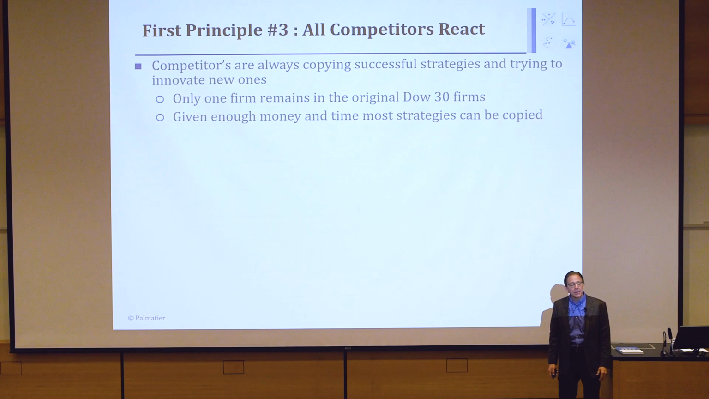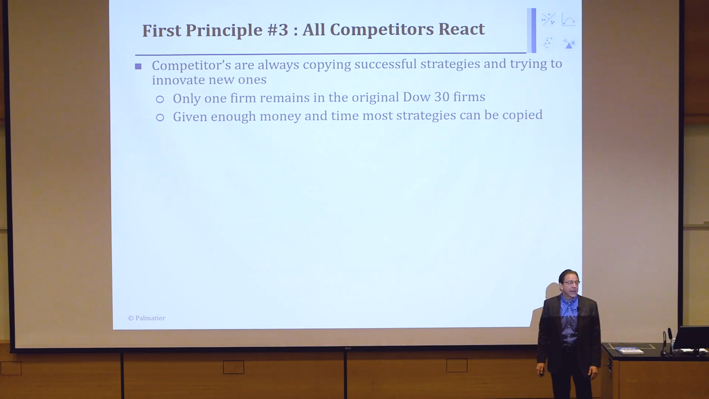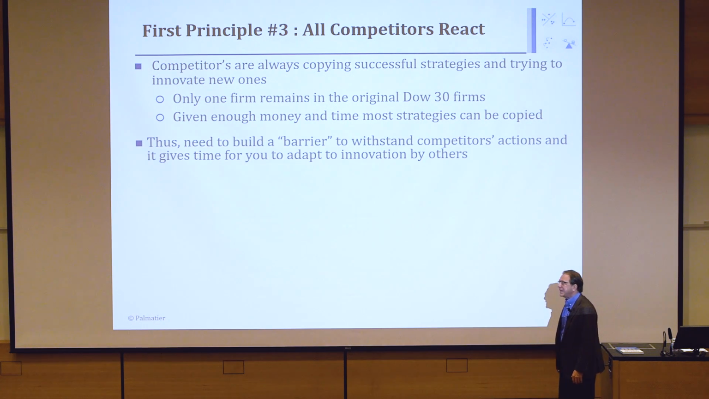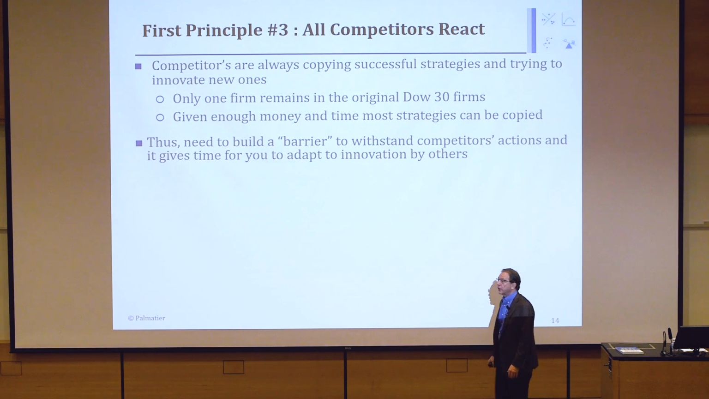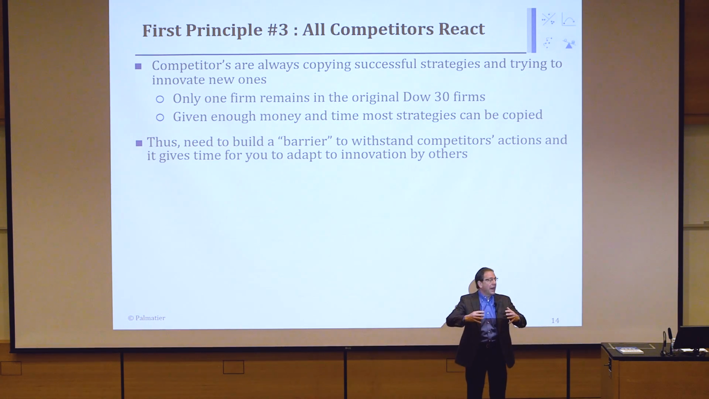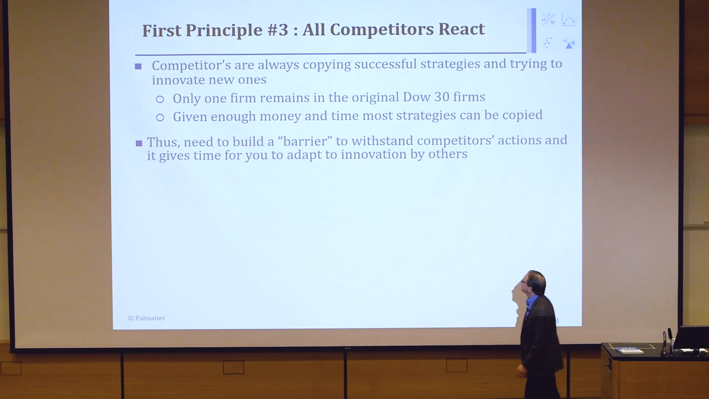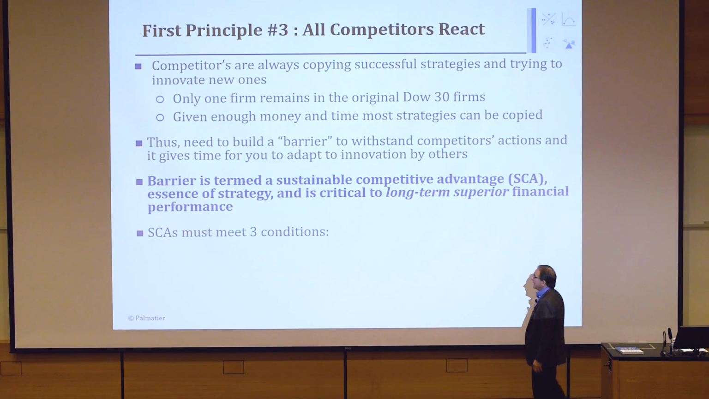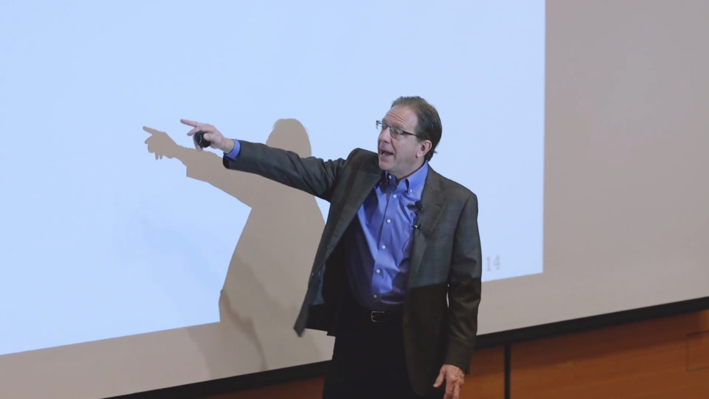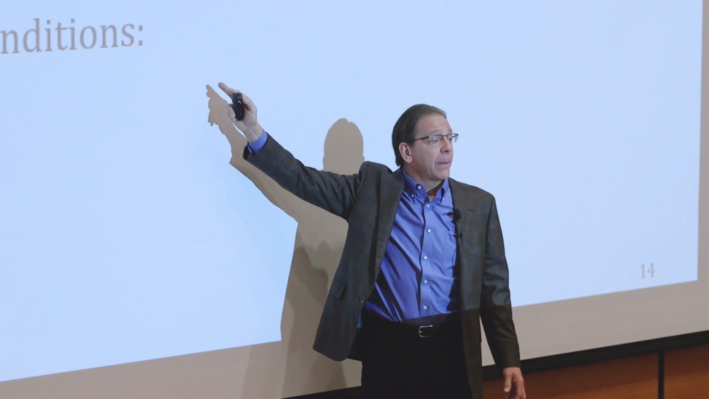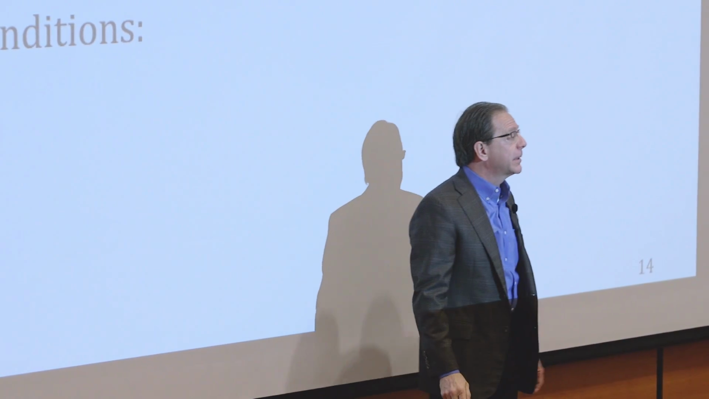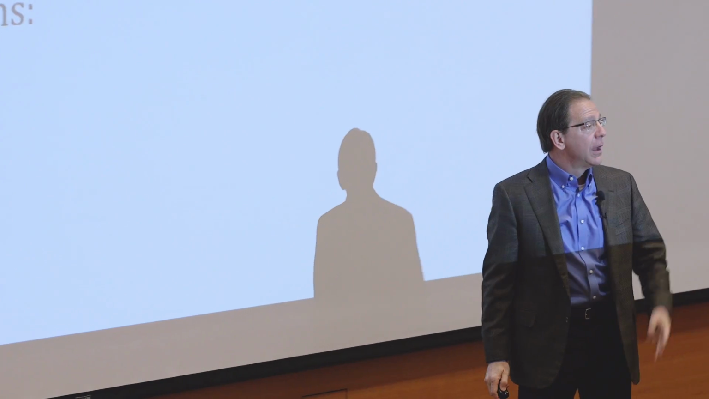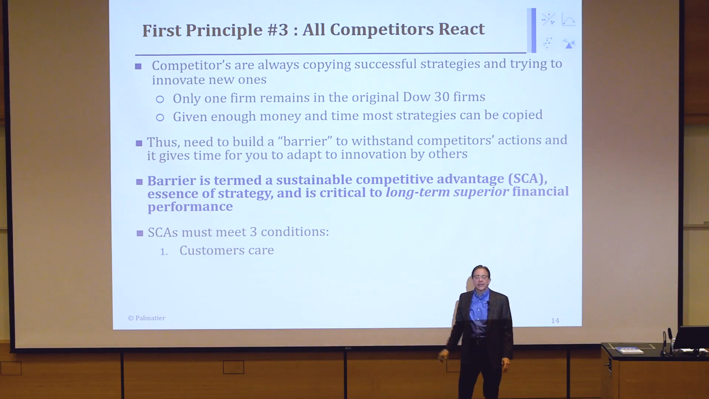Typically, given enough time and money, your strategy can be copied. Thus, we need to build this barrier I've spoken of earlier. This barrier is the walls around our business. We term that wall sustainable competitive advantage, and it needs 3 things. For something in your firm to be called a sustainable competitive advantage, it has to meet 3 conditions. First, customers have to care.